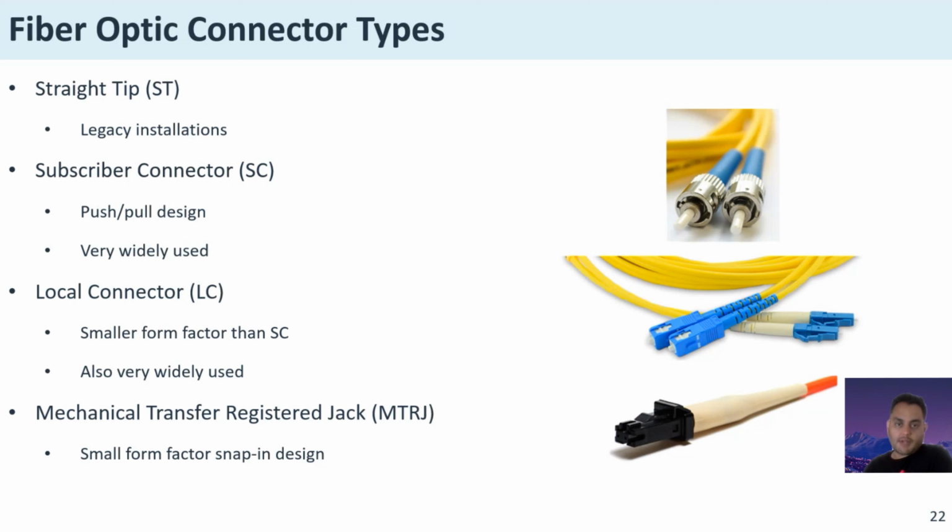And then we have mechanical transfer jack, MT-RJ. It's a small form factor connector with a snap-in design used for multi-mode networks. Yeah, I knew there was four. They only have three images there. Okay. I had to find you guys images for the others.